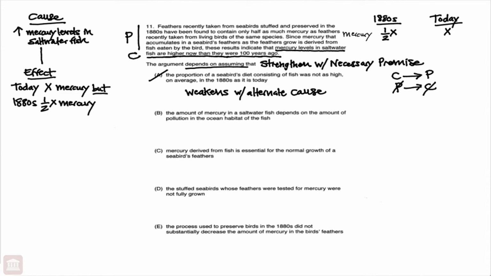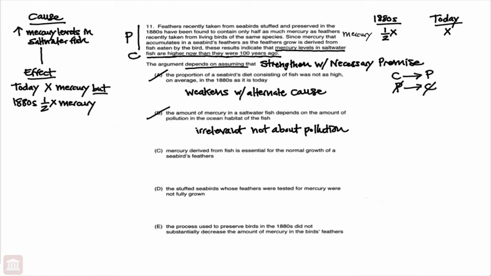B, the amount of mercury in a saltwater fish depends on the amount of pollution in the ocean habitat of the fish. And again, you notice B is completely irrelevant. This argument is not about pollution. So B would be out. Does not strengthen. Which brings me to C.